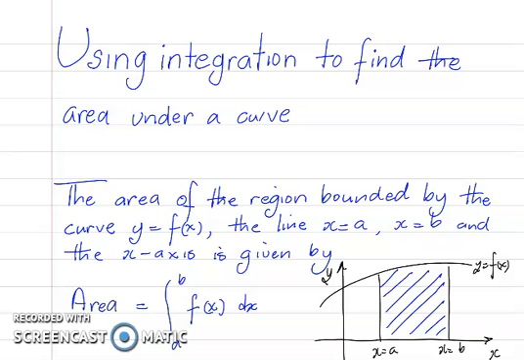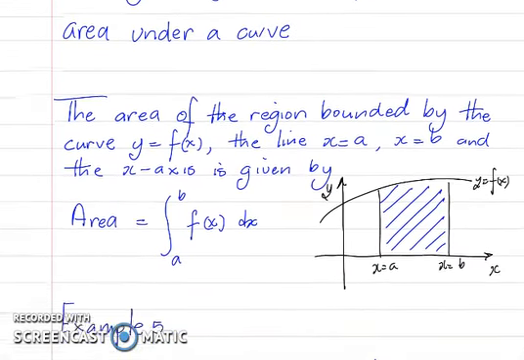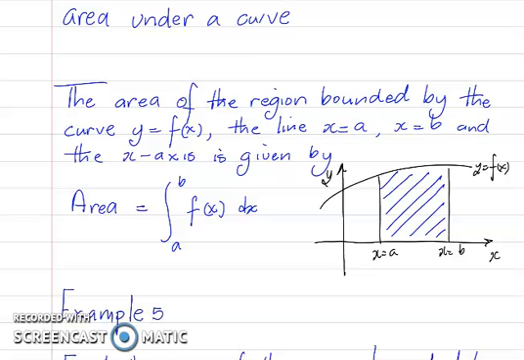Using integration to find the area under a curve. So here's how we'll start out. We'll start out by saying that the area of the region bounded by the curve y is equal to f of x, the line x is equal to a, x is equal to b, and the x-axis is given by the formula: area is equal to the integral from a to b of f of x dx. All right, now the area that we're talking about is illustrated in the diagram to the right.